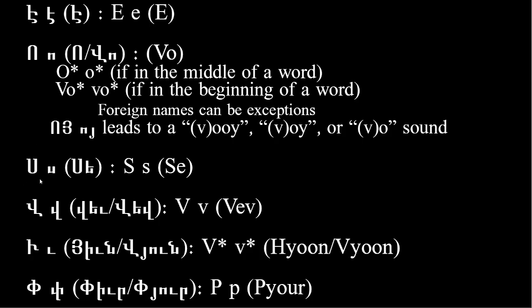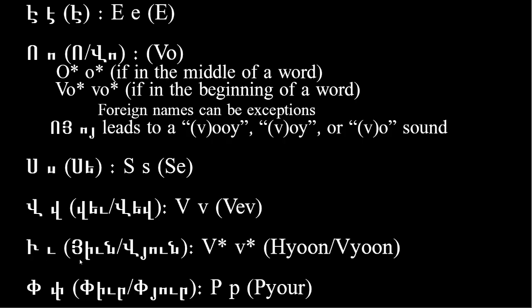The third letter, Se, which gives an S sound. So be careful here. This letter looks like the English or Latin alphabet U. So keep that in mind. Next letter is Vev, which gives a V sound. Next one is Hyun or Vyun, and this gives a V sound. However, this also has exceptions when added with different letters, which we will see in the next slide. And the last letter that we've seen is Pure. Here we just have two different spellings, and this gives a P sound.